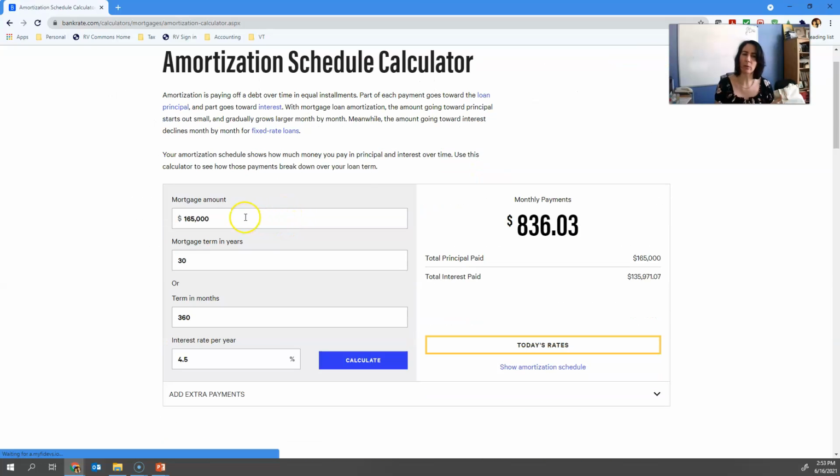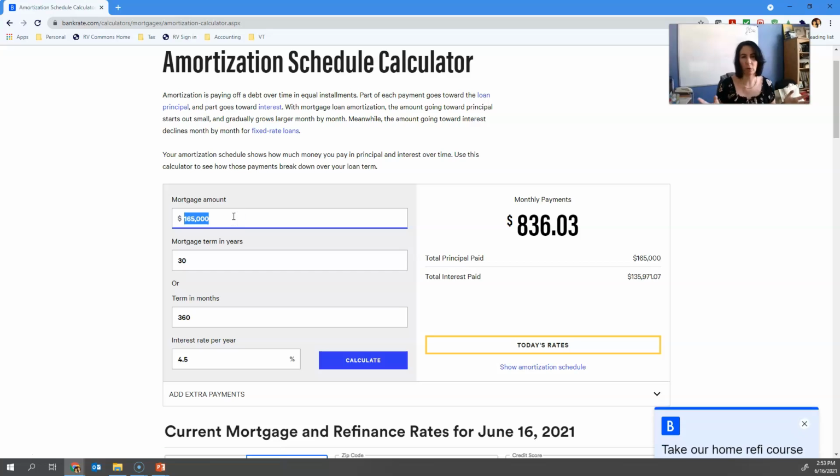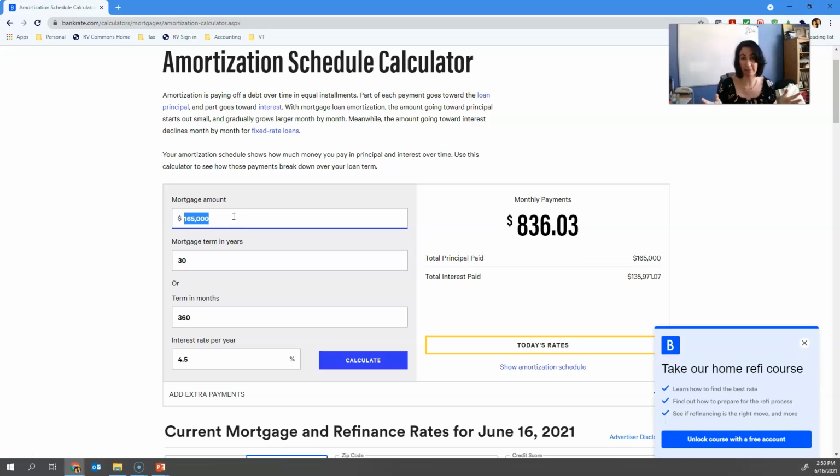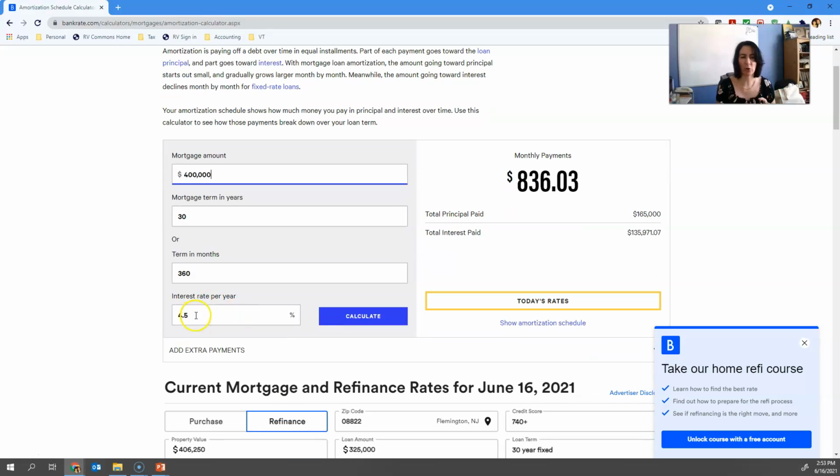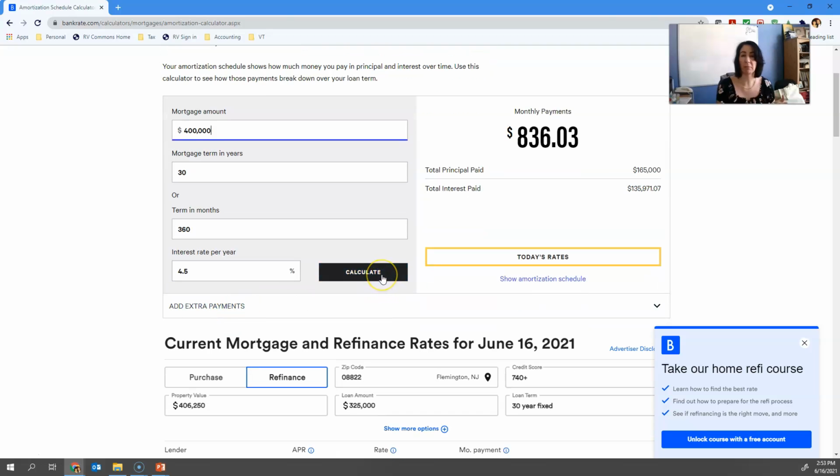Let's pretend we're buying a house. You're not buying many houses in New Jersey for $165,000, so let's go a little higher than that. Let's go with $400,000. You can change the mortgage term. Typically it's 30 years. It can be 15 years, but we'll stick with 30. The interest rate is currently about 4.5%, and we're just going to hit calculate.